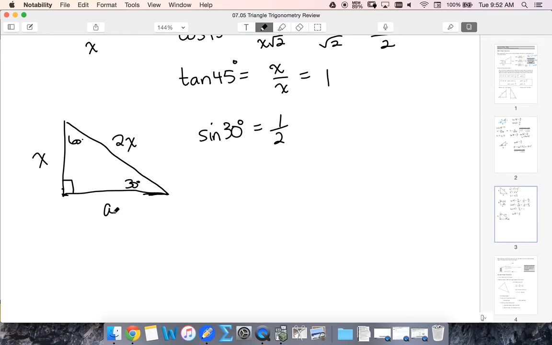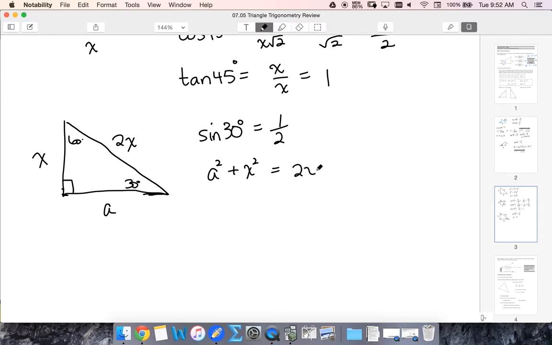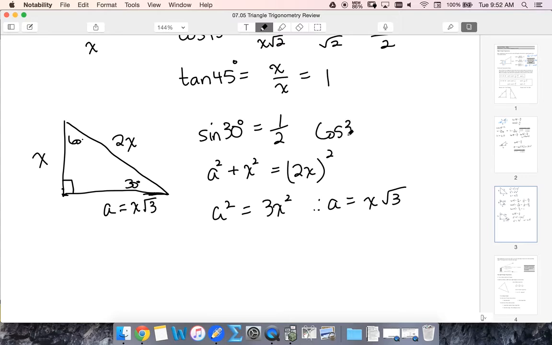So I'm going to label that one a for the adjacent to 30. So a squared plus x squared is 2x squared. A squared, 4x squared minus x squared, is 3x squared. So that means that a is x root 3. So let's go ahead and change our a to be x root 3. That means that cosine of 30 must be x root 3 over 2x, same as root 3 over 2.